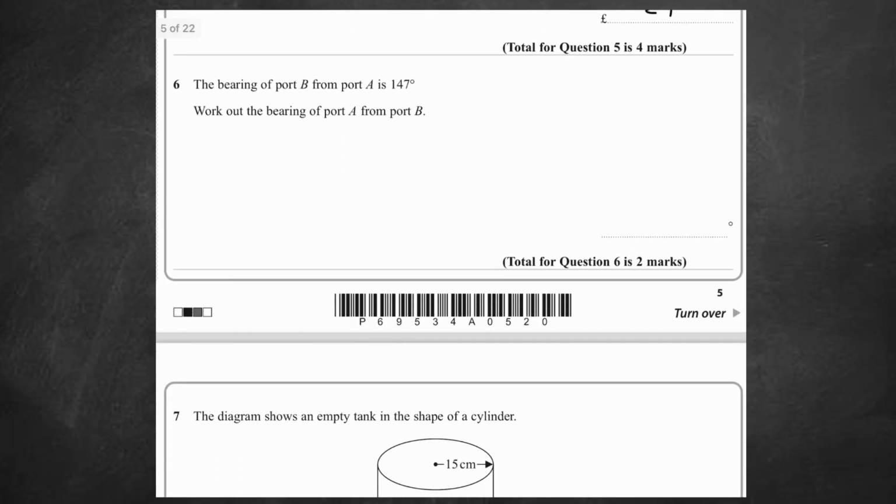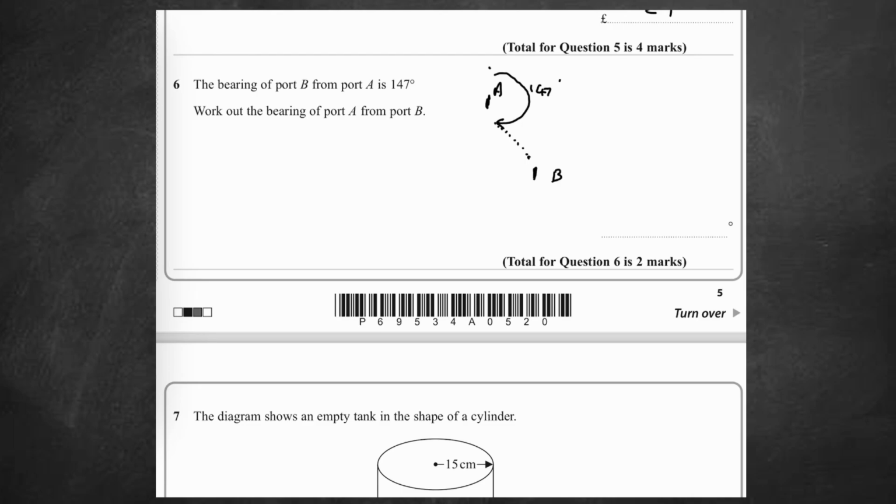Question number 6. The bearing of port B from port A is 147 degrees. Work out the bearing of port A from port B. So A, let's say, is here. 147 degrees from north, so it's going to be somewhere around here. So that's 147 degrees. And we'll just make up a distance that it's away. So we're going to say it's here. And that is your point B.